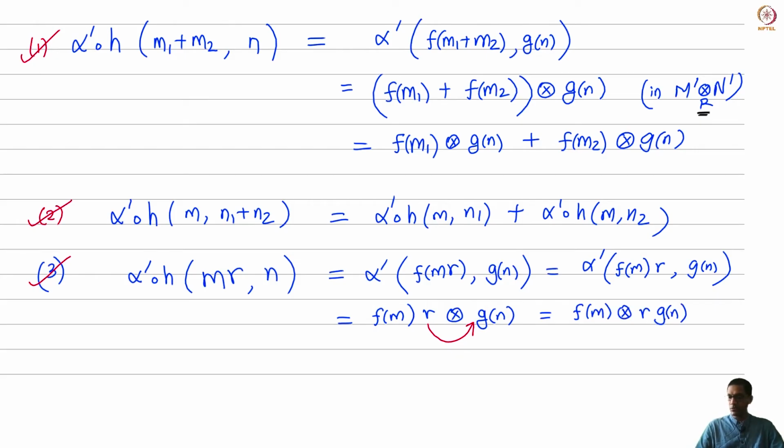Okay, but again now G was R linear, so that R can be further pushed inside. This can now go further into the N. So this just becomes Fm tensor G of Rn, which is exactly what we needed to show. This is alpha prime H of M comma Rn. Okay, so what we have used here really is just the fact that the tensor product over R is an R balanced map. Okay, good.